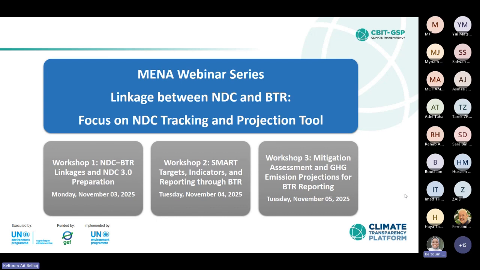The second workshop will take place tomorrow and will focus on SMART targets, indicators, and how to report them effectively through the BTR, and also on how to calculate the progress made. And finally, workshop number 3 on the last day will explore mitigation assessments and GHG emissions. So by the end of the series, participants will have a full picture from setting NDC targets to tracking progress and projecting future emissions.